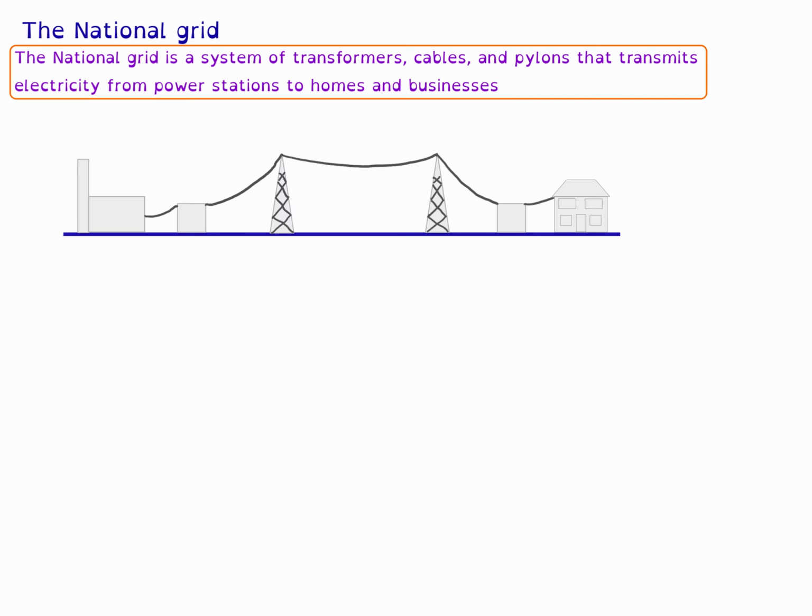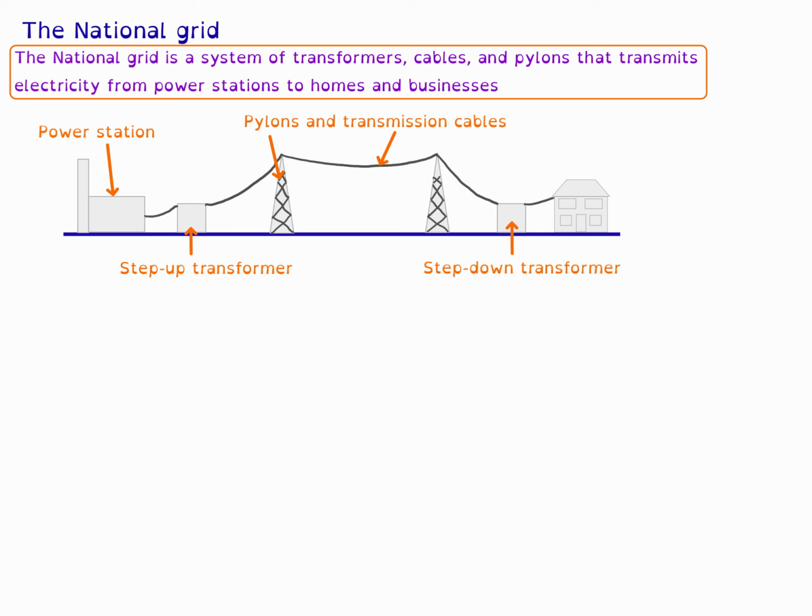The national grid is a system of transformers, cables and pylons that transmits electricity from power stations, where the electricity is generated, to homes and businesses. Here we've got a diagram. We've got the power station here, and the electricity goes via a step-up transformer into the pylons, then to a step-down transformer and eventually into homes and businesses.